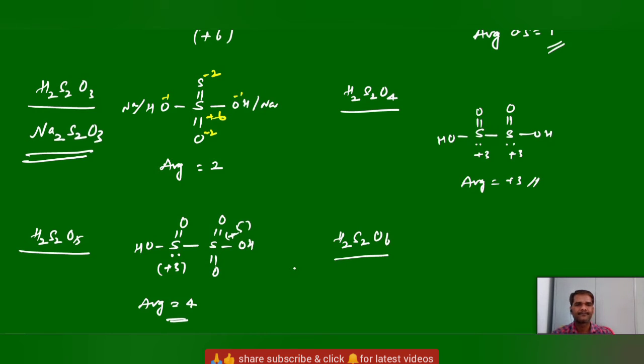H2S2O6, disulfuric acid, this one, the dithionic acid. This is disulfurous and dithionic. Again we have the sulfur-sulfur linkage, but here both sulfurs have two double bonded oxygens. Now see the oxidation state of the individual sulfurs: this is +5 and this is also +5, and if you take the average also, +5. No change here.